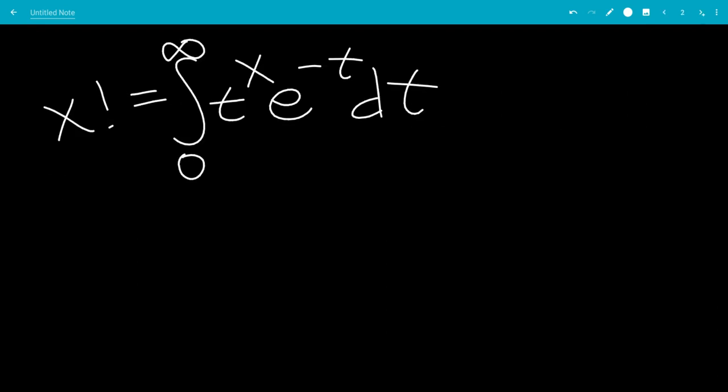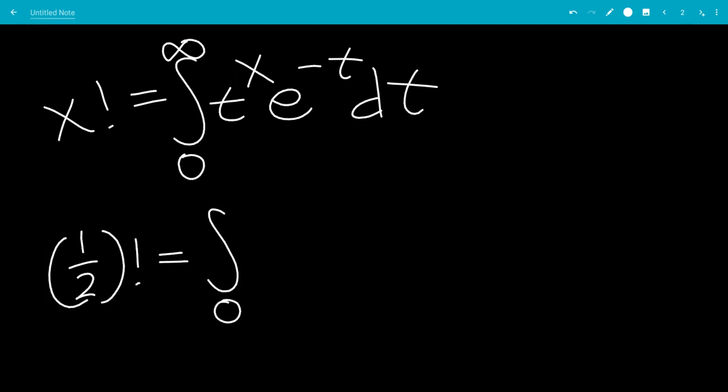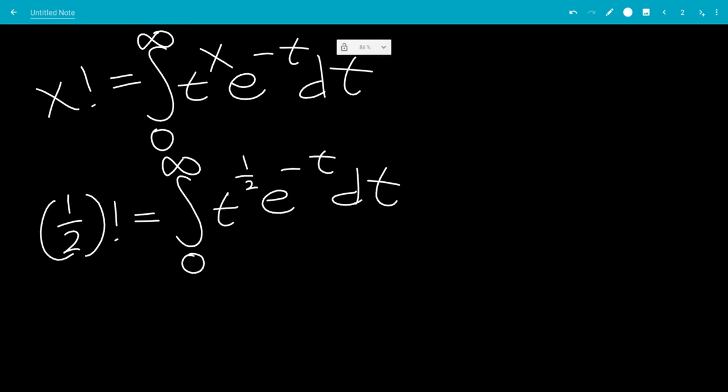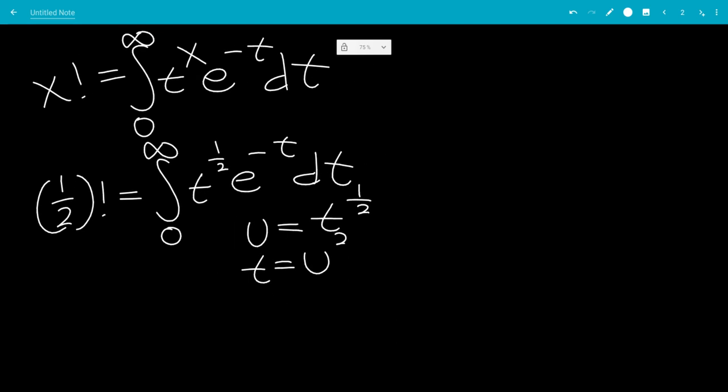So x factorial is the integral from 0 to infinity of t to the x times e to the minus t dt. So plugging in x equals 1/2, leaving us with 1/2 factorial equals the integral from 0 to infinity t to the 1/2 e to the minus t dt. So now we're going to do a u sub, so let u be equal to t to the 1/2. So that means that t is u squared. Solving for t, that means that dt is 2u du.